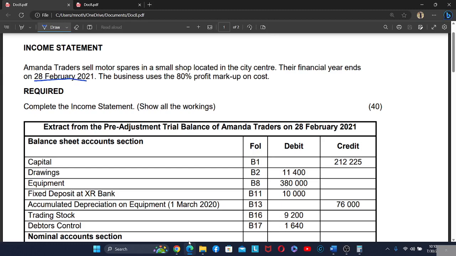Now, if the year ends on 28 February 2021, it means that this year started on 1 March 2020, so it is ending on 28 February 2021. That is a full 12 months. Complete the income statement, show the workings.